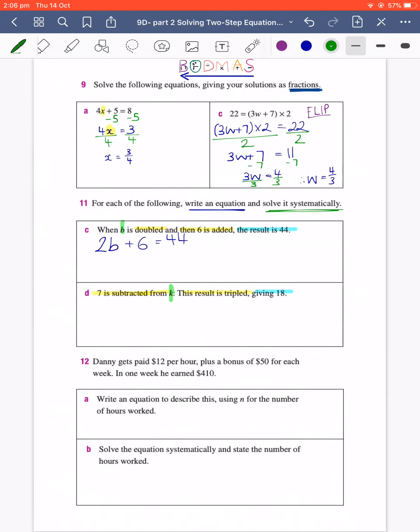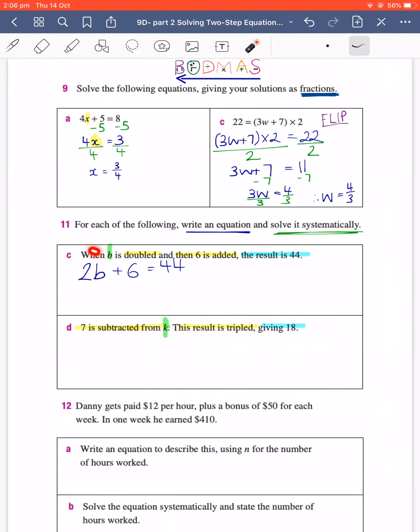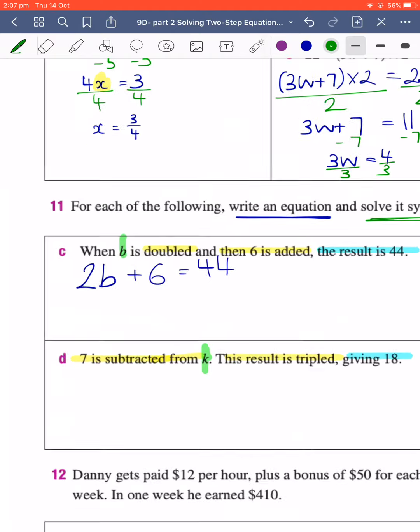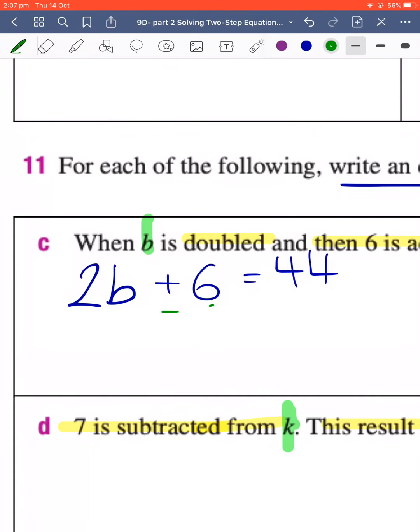So again, exact same process as we had above. Let's have a look what we have. We have a multiplication and we have an addition. So addition comes before multiplication, so we undo our addition first. So let's do that. The opposite of addition is minusing it. What I do to one side, I do to the other. So I end up with 2b, so 44 minus 6 gives me 38.